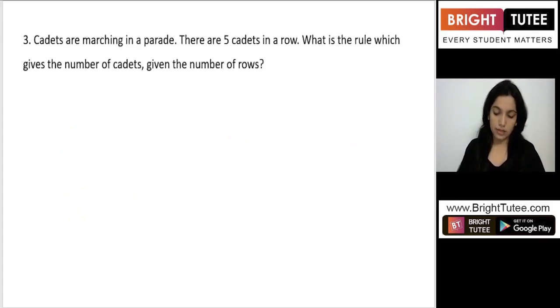Moving ahead to the next question, it says cadets are marching in a parade. There are 5 cadets in a row. What is the rule which gives the number of cadets given the number of rows? Okay.